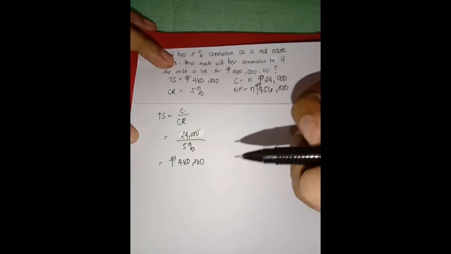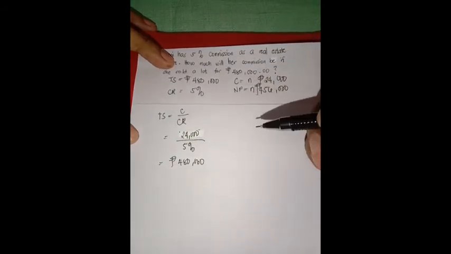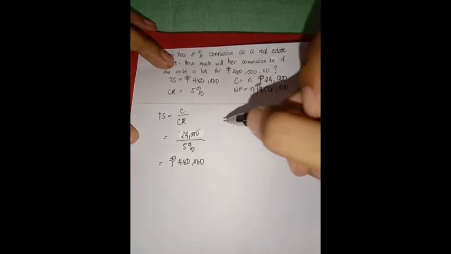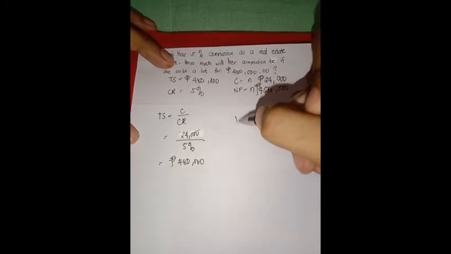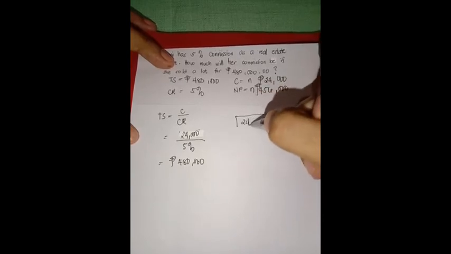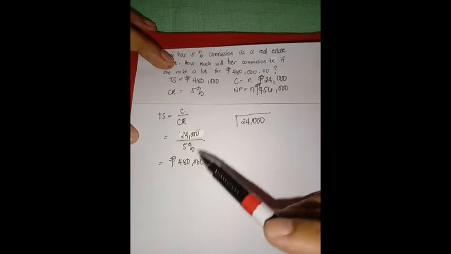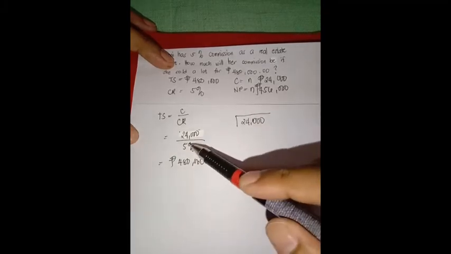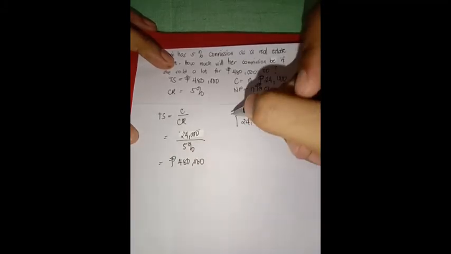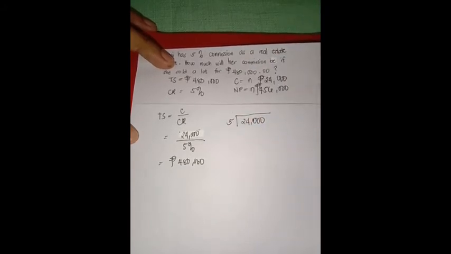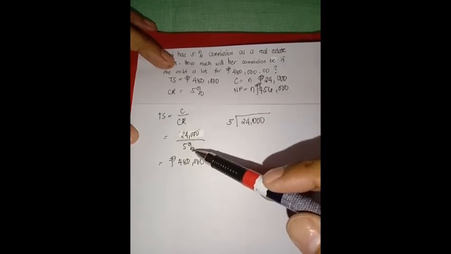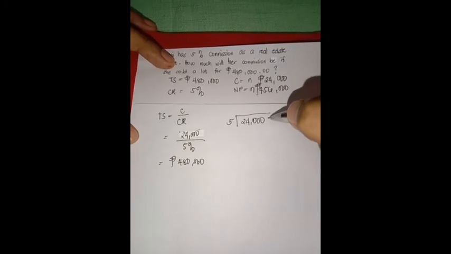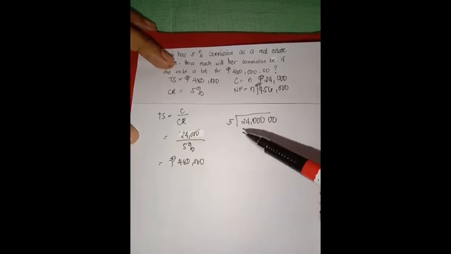To show this, para mas maintindihan natin, gagamit tayo ng long division. So I have here 24,000. Since percent siya, para mas madali, gawin na lang natin siyang whole number. So tatanggalin natin tong percent sign. Since sa decimals nag-move tayo ng 2 decimal places, mag-a-add na lang tayo ng dalawa pang zero. Okay, so let's apply division.